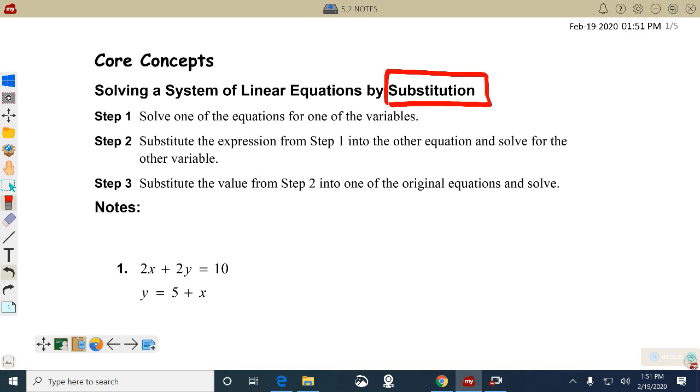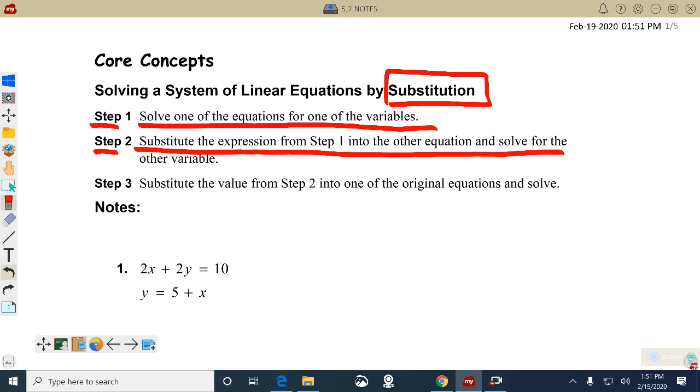We'll solve the same kind of system, but just with a different method. Look at step 1. Solve one of the equations for one of the variables. I'm going to do that for you right now. Step 2. Substitute the expression from step 1 into the equation and solve for the other variable. And then step 3, substitute the value from step 2 into one of the original equations and solve.